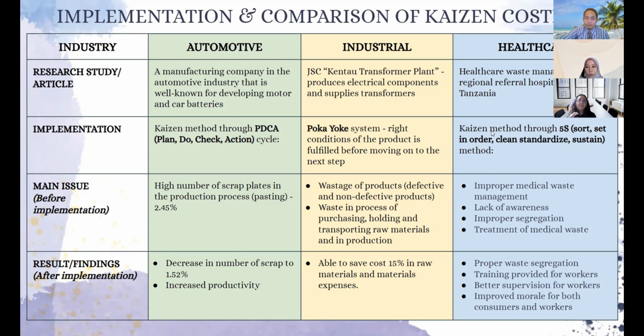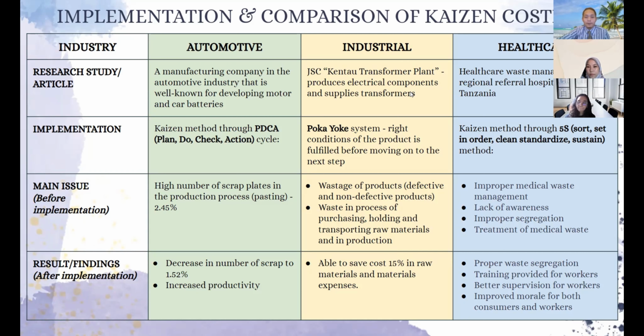So upon implementing Kaizen costing, a survey was conducted among the plant managers, and it was found that the company was able to save costs of about 15% in raw materials and materials expenses. From there onwards, the company established a standardized purchasing policy within the company and also with the suppliers. Moving forward, the healthcare sector will be further discussed by Arif.